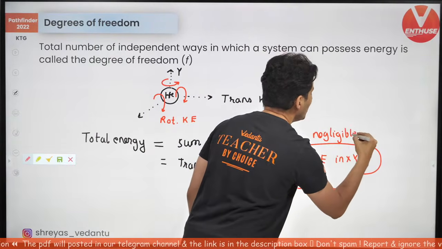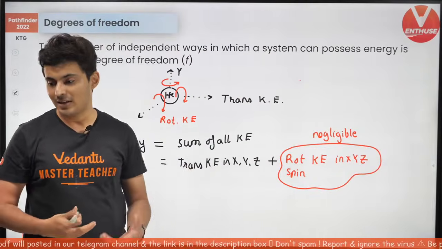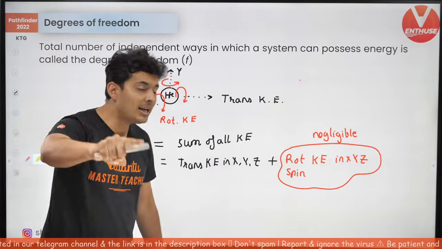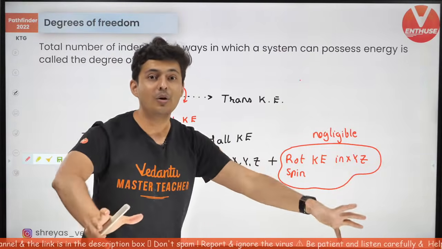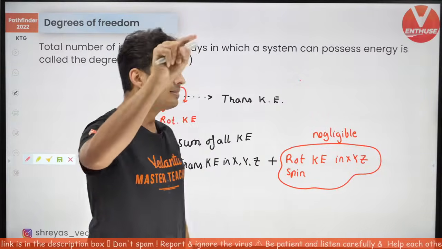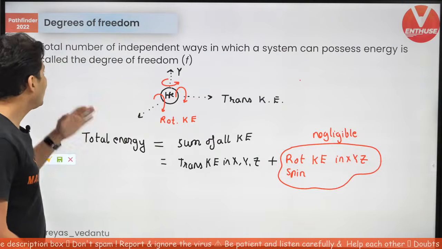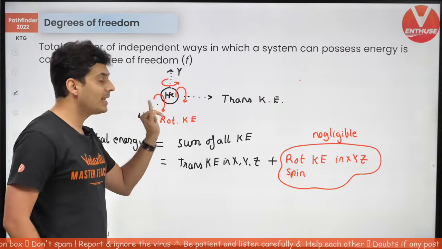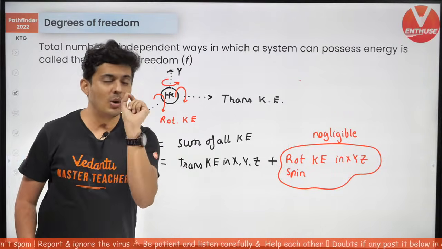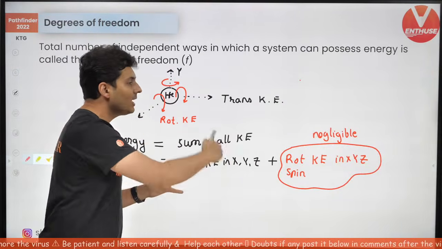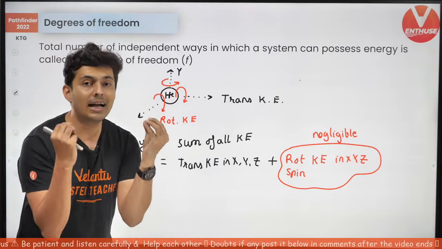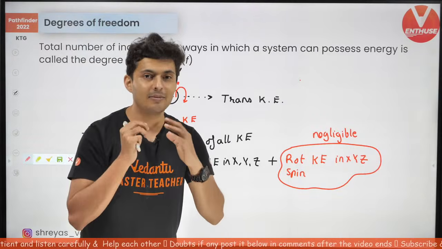You are just going to neglect it. It's not of any significance. Only half mv square, half mv square, half mv square, that is going to be significant. That's the reason why we say that the degrees of freedom for helium, which is a monoatomic molecule, is 3 in number, because it has 3 translational kinetic energies which are significant.